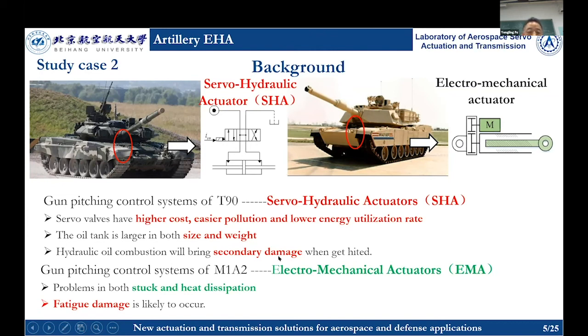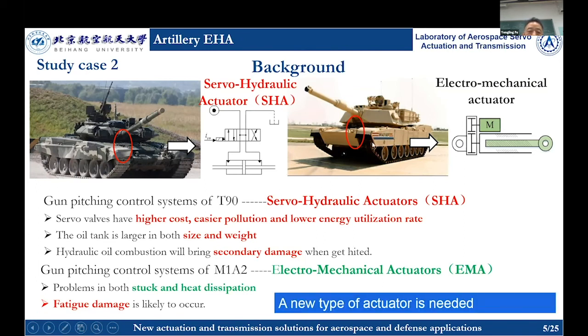And in the M1A2, the gun pitching control system used electromechanical actuators like this. It is an electric motor, gearbox, and ball screw. This actuator is very simple, but the problem is in both jamming and heat dissipation, and fatigue damage is likely to occur. So in artillery, EMA is not very popular. So for artillery, we need a new type of actuator.